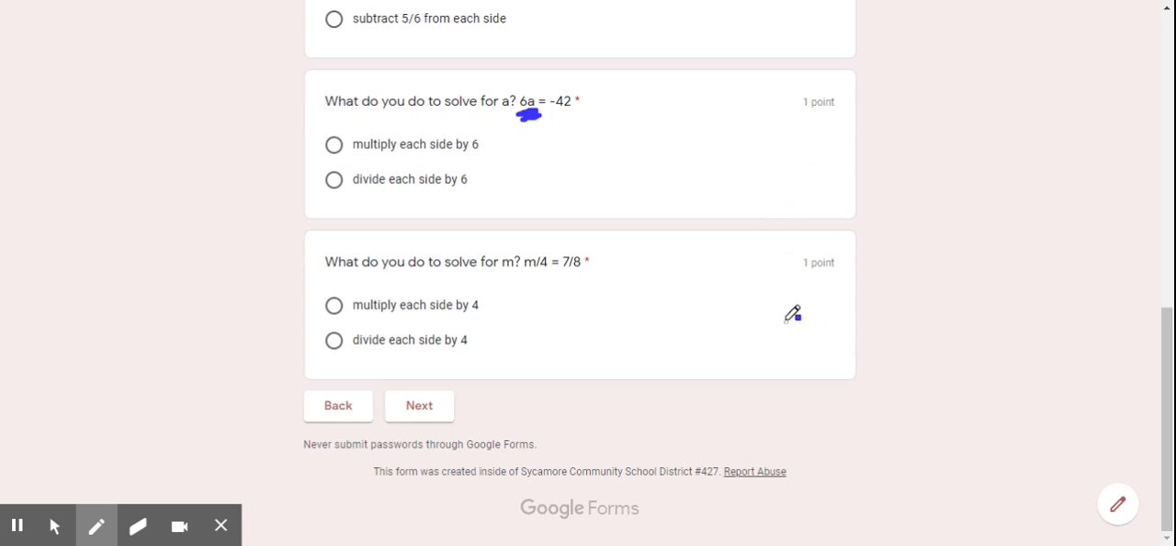Then our last one for this is, what do we do to solve for m? We have m over 4 equals 7/8. So again, this is what it kind of looks like, so m over 4. So now, do we have to multiply each side by 4 or divide each side by 4 in order to get the m by itself?